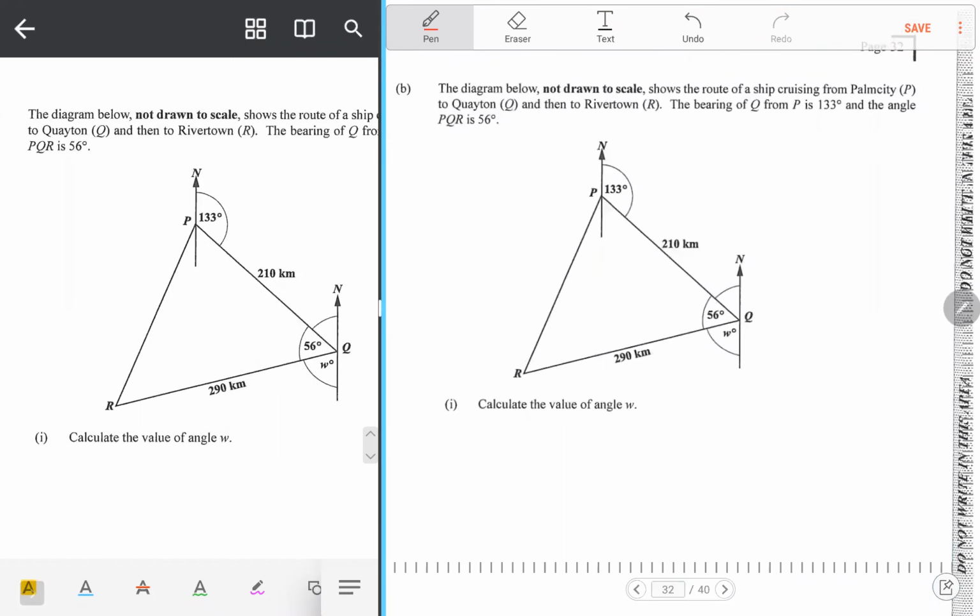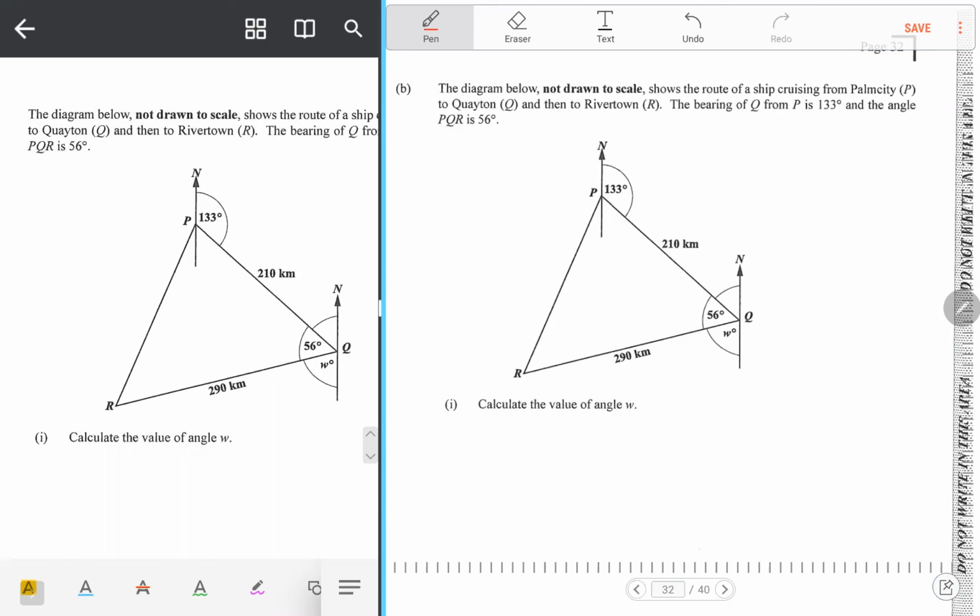So the question said, the diagram below, not drawn to scale, shows the route of a ship cruising from P, Palm City, to Quayton, Q. So it's from P to Q on the diagram, and then to Rivertown, which is R. So it's from P to Q to R. The name of the city is not really relevant. All right, it said the bearing of Q from P is 133 degrees.